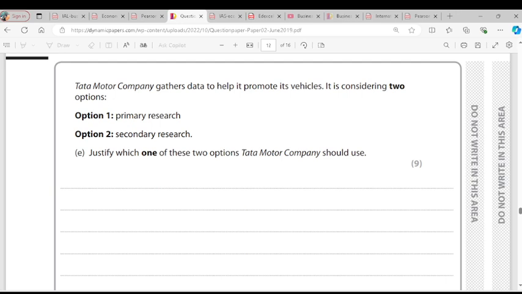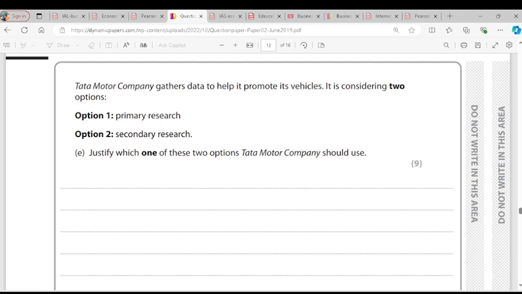But the problem about primary research is that it takes time and it costs money. It takes a lot of time to gather information because it's first-hand. You have to be on the field. It takes time and it is expensive. That is about primary research. Any question about primary research? Then we'll go to secondary research.